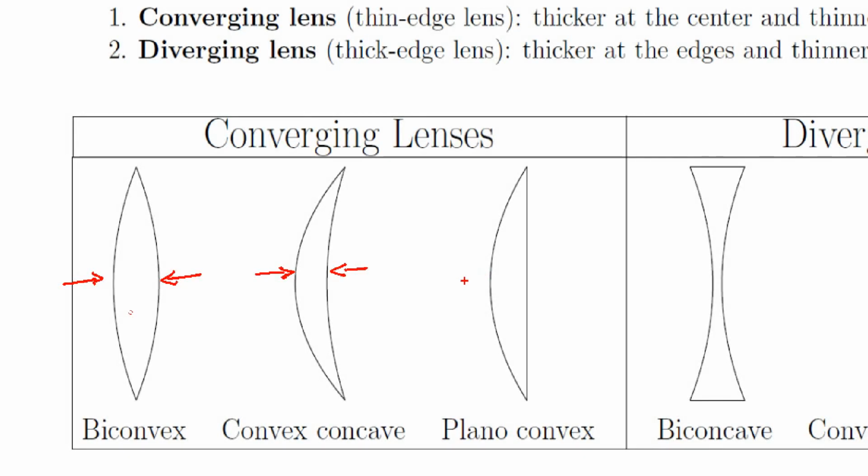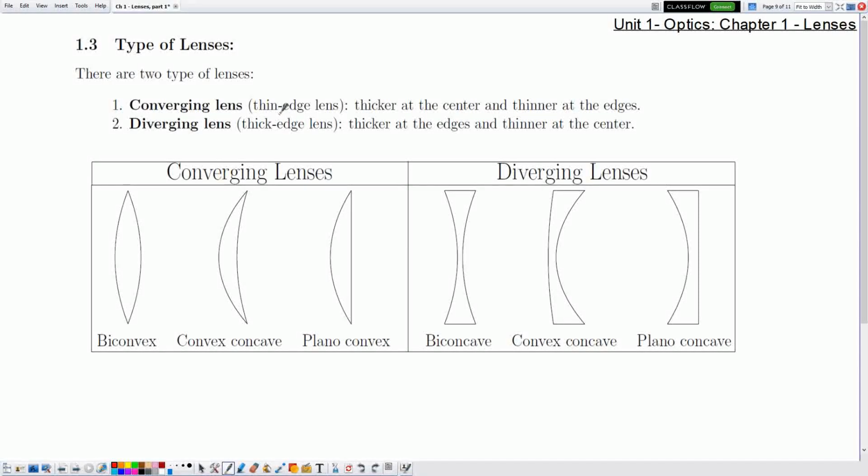And another example of a converging lens is the plano-convex. It is thicker at the center and thinner at the edges. For this reason, we call a converging lens a thin edge lens.